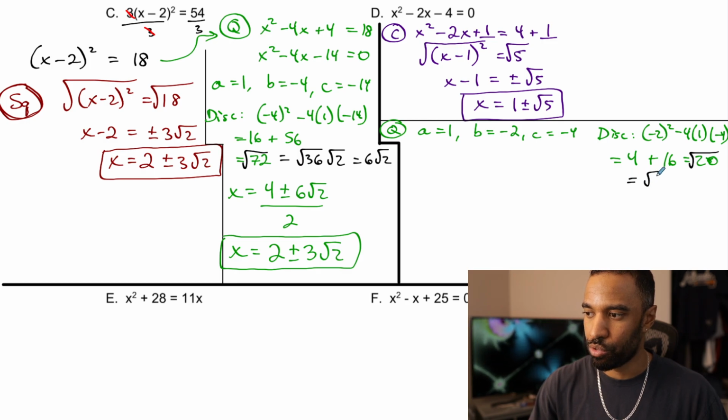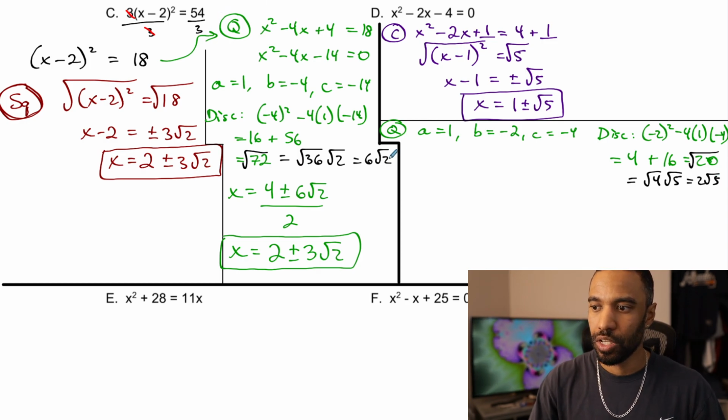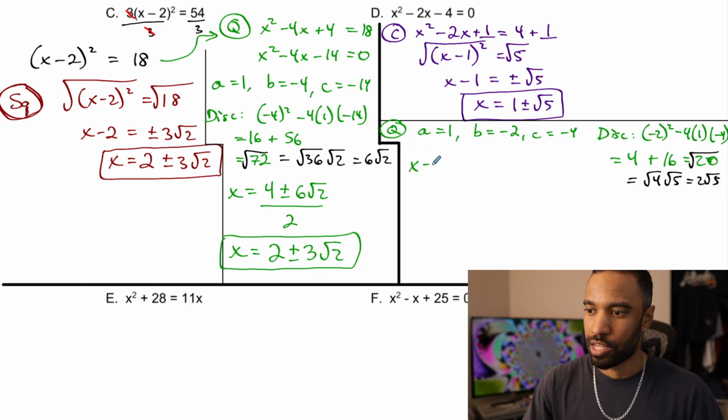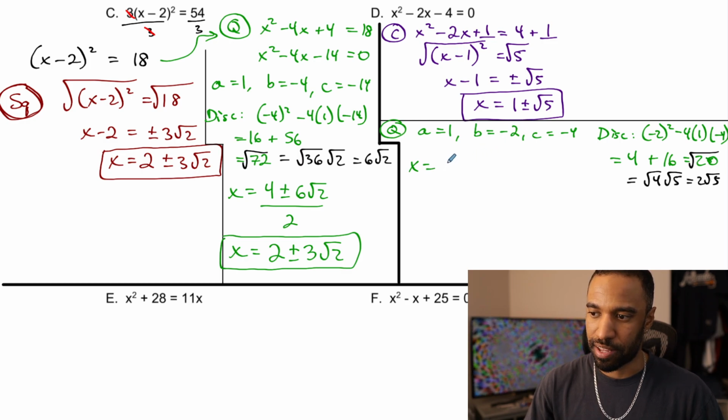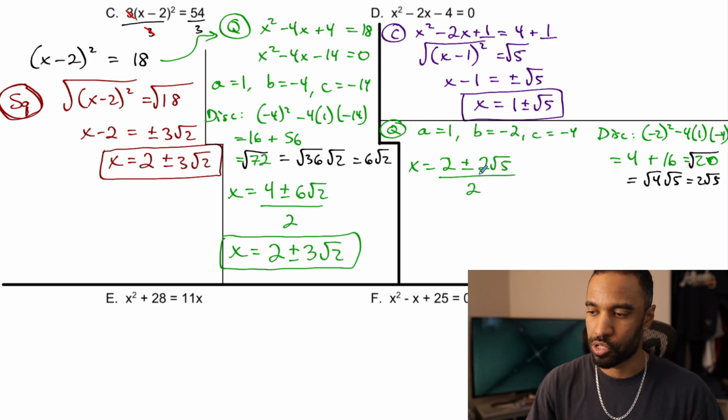So that's going to equal root 4 times root 5, which is 2 root 5. All right? Let's go to work. X equals negative b, opposite of negative 2 is positive 2, plus or minus the square root of b squared minus 4ac, all over 2 times 1, which is 2.